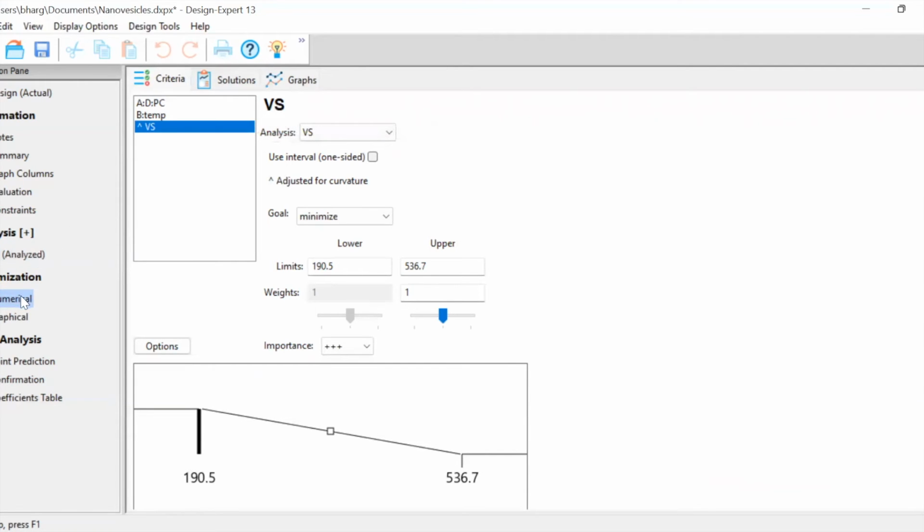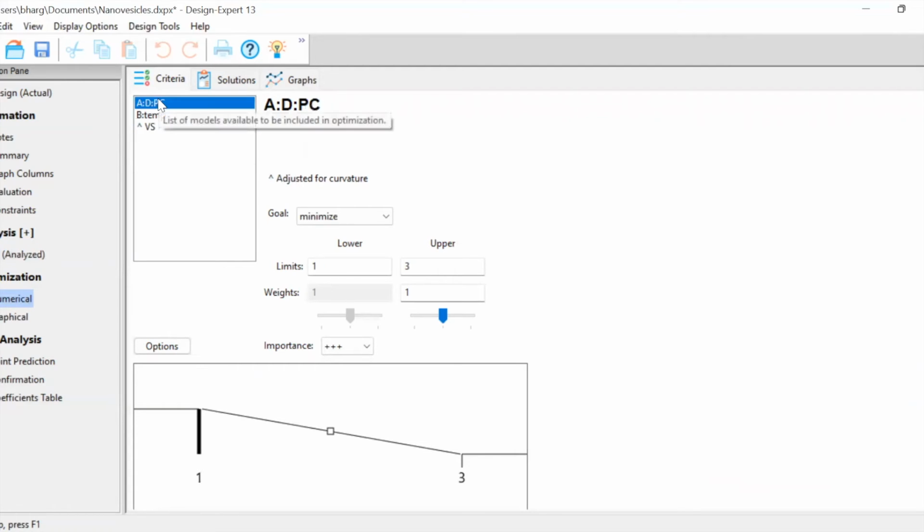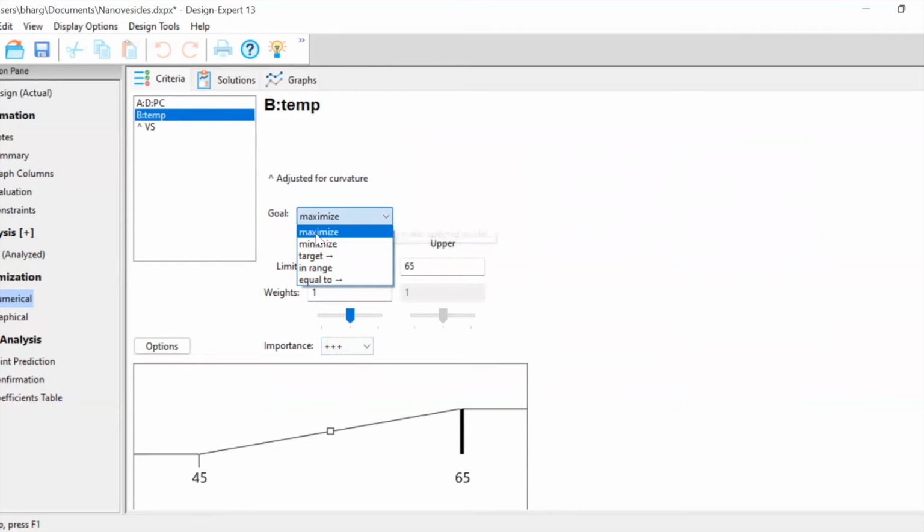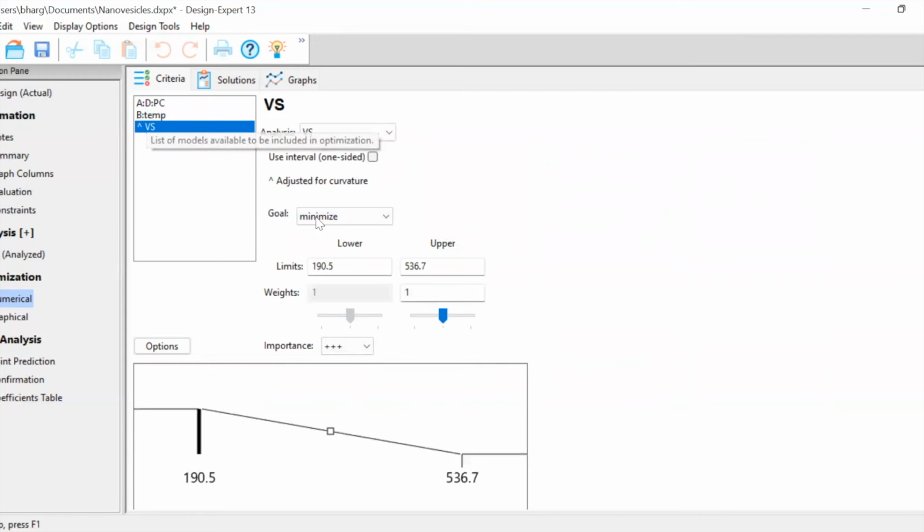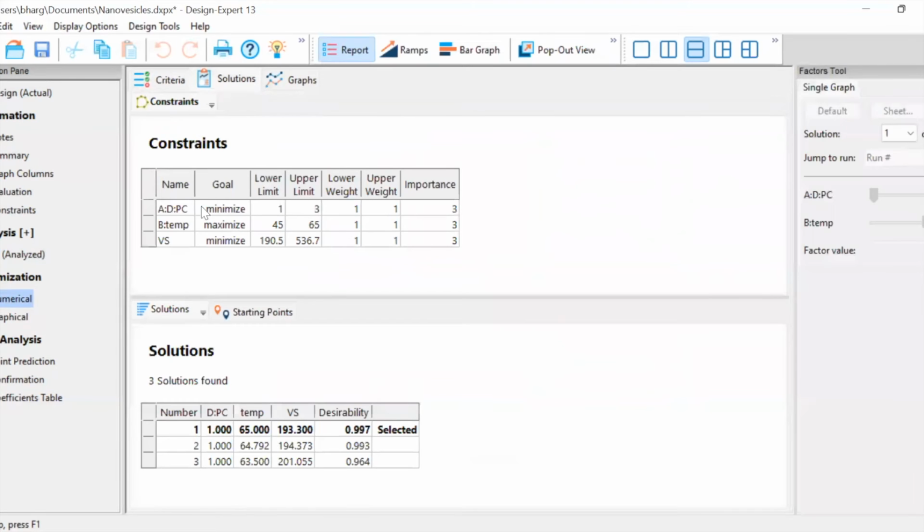And further, for studying the design space, you need to select the criteria. So from the coefficient estimates and analysis of the design, we have observed that factor 1 should be minimized, and you can also give the preference, that is the importance assigned to the goal. And temperature, it was observed, needs to be maximized, and obviously the vesicle size needs to be minimized. Look for the solutions. So three solutions were observed. So this is the design space.